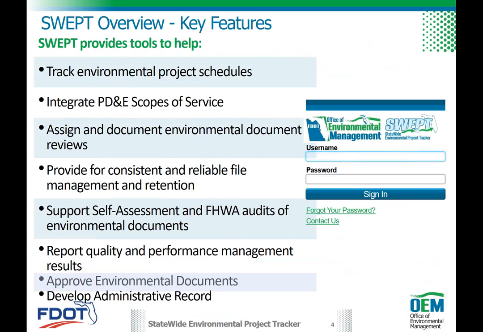For instance, we annually would have to perform a self-assessment on all the approvals that are going through the system. Annually, FHWA would come and audit us to review our project files and look at our processes and verify that we're all meeting the intent of the executed MOU.